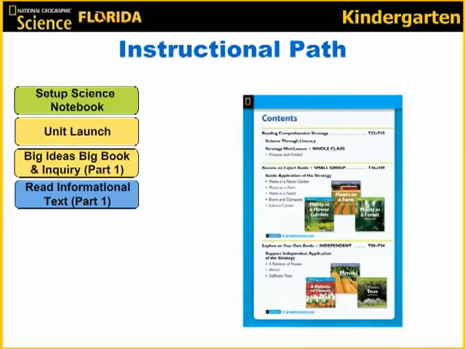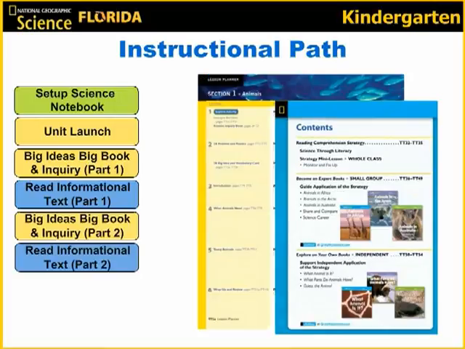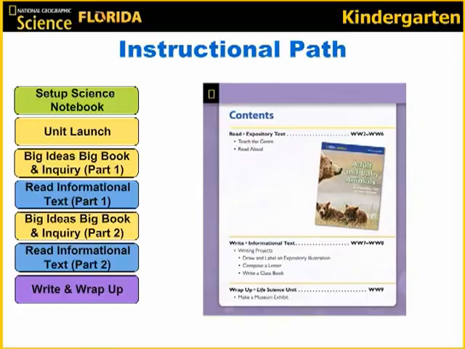Next, it's time to read the informational text that corresponds to the part of the unit, Become an Expert, and Explore on Your Own books, 3 of each. Remember, there are 2 parts in some of the units, so after reading the informational text for Part 1, follow the same steps, Big Ideas in Inquiry, read informational text for Part 2. Then it's time to write and wrap up.